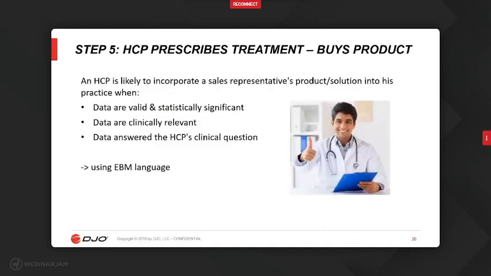And then our step 5, which we like very much to achieve, is that the HCP finally prescribes our treatment or buys our product, and he is likely to incorporate our product or solution into his practice when he believes the data we presented are valid and statistically significant, when the data are clinically relevant, and when we have been able to answer the HCP's clinical question with our data. So again, it is important to use the evidence-based medicine language in our conversation.